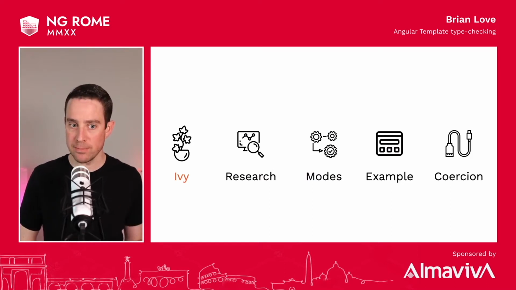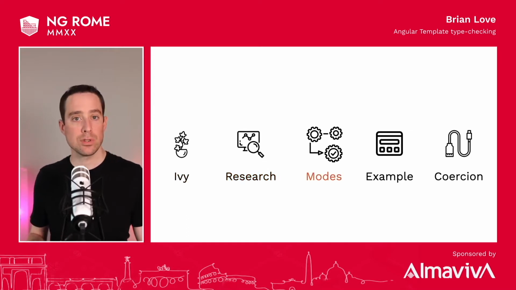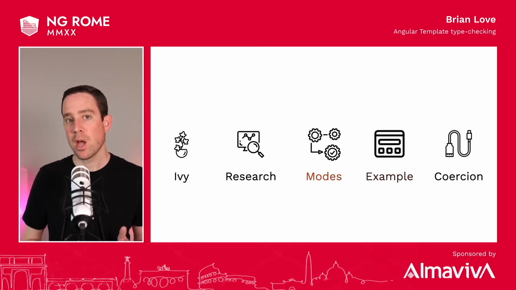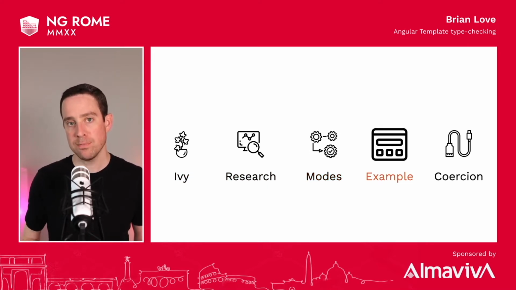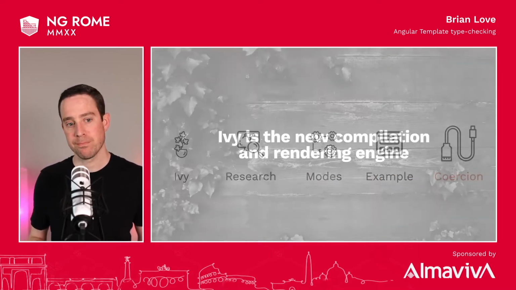Today we're going to be talking about 5 things. First, we need to mention Ivy. Then we're going to take a look at a research study that was performed by Microsoft. Then we're going to learn about the 3 modes for Angular template type checking. I'll break this all down with an example, and then we'll finish up with input setter coercion.